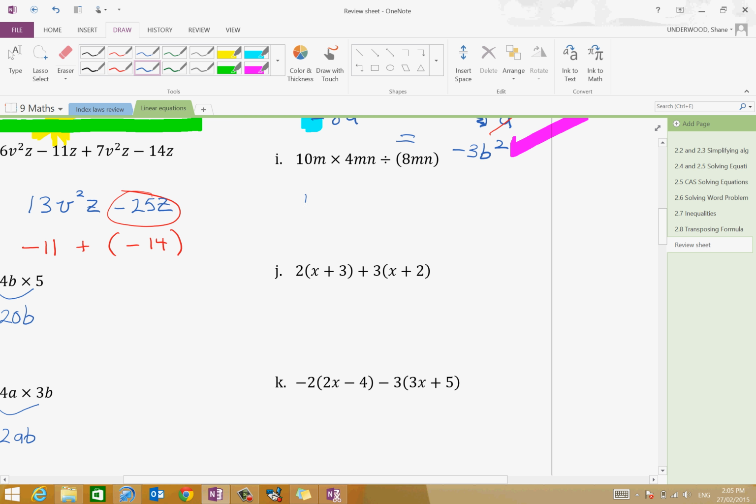Okay, let's write this out. 10m times 4mn over 8mn. Jake, what are you going to do to solve this? Can you explain in words what you would do? Times 10 by 4, which is 40. Good. 40 divided by 8 is what, Cooper? Yeah, 5. Thank you.